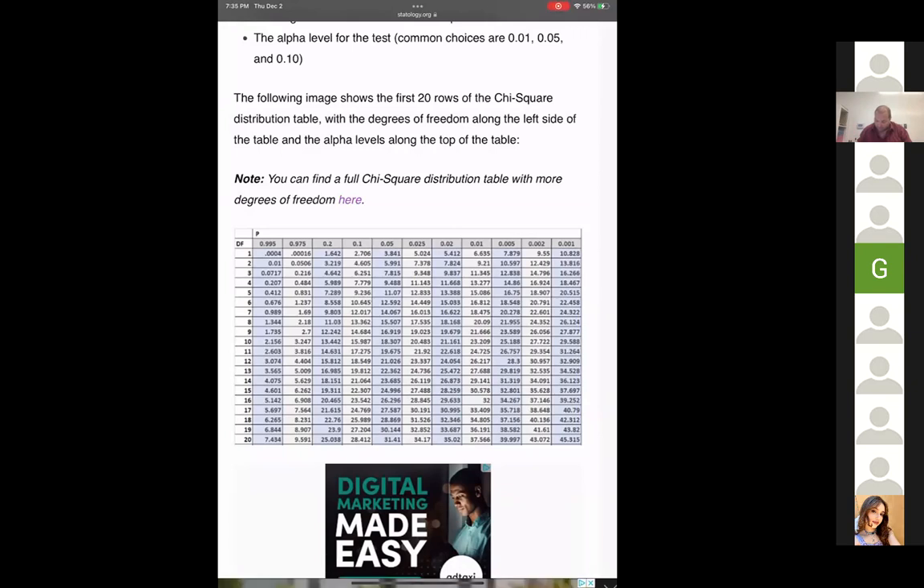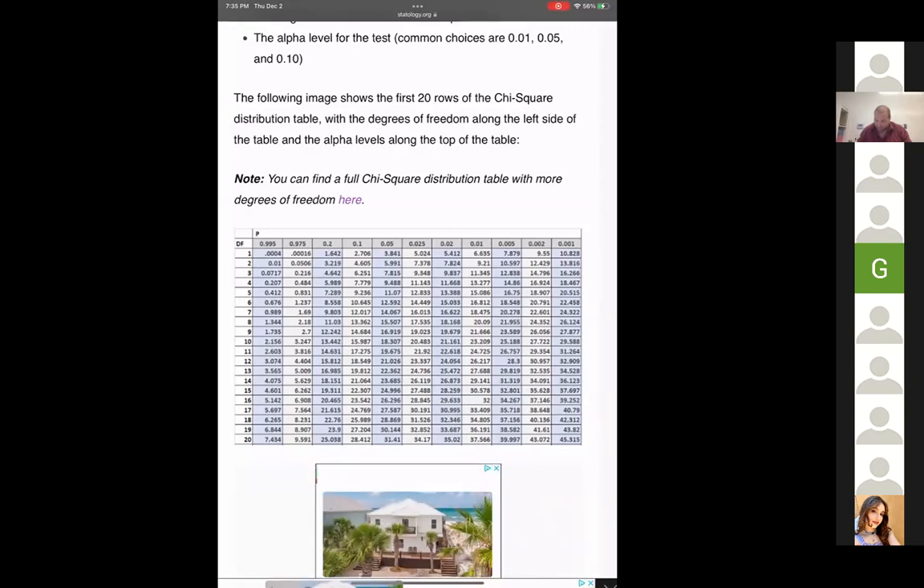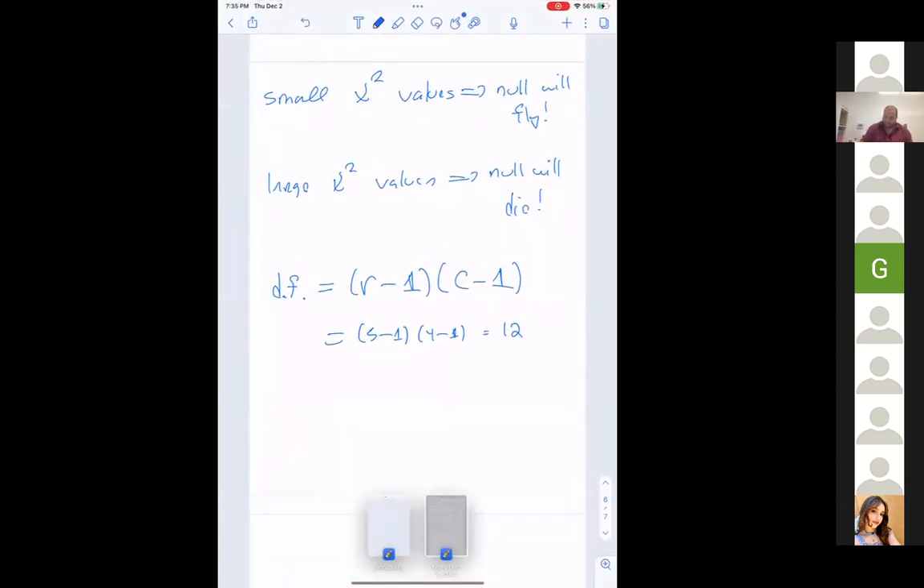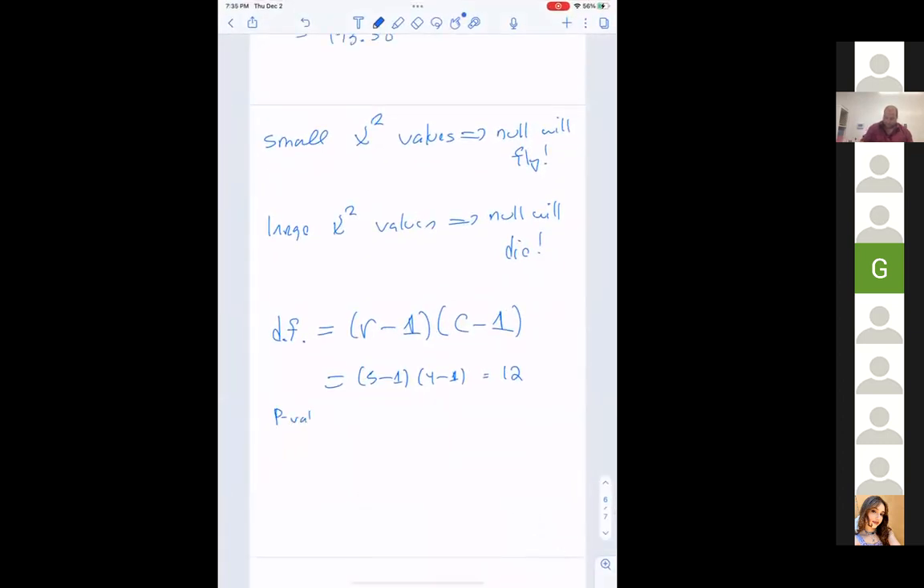Where is it? I'm looking at the row with 12. I don't see it. Where is it? Is it too high then? It's way off the chart. The last column for the p-value is 0.001. And I'm not even close to my test statistic. So my p-value is much less than 0.001.